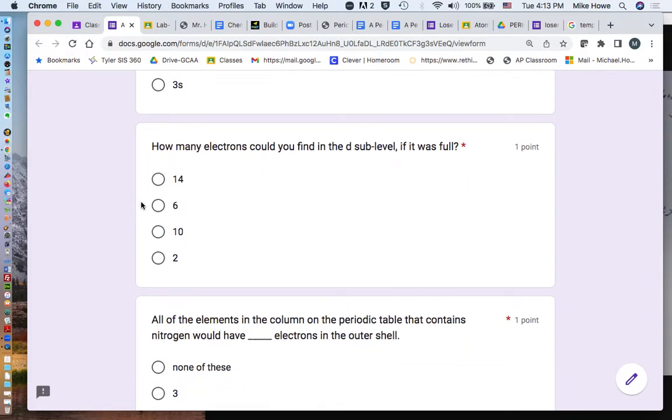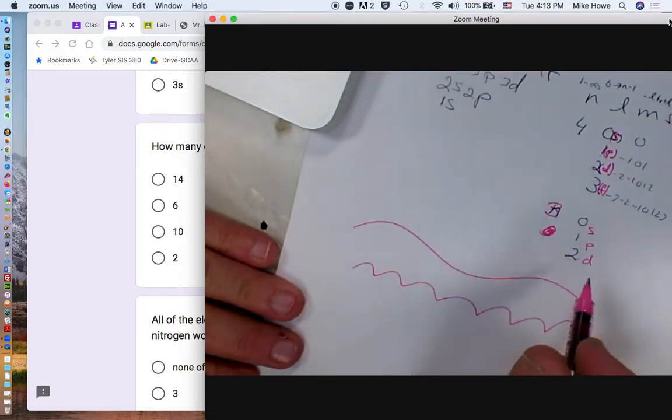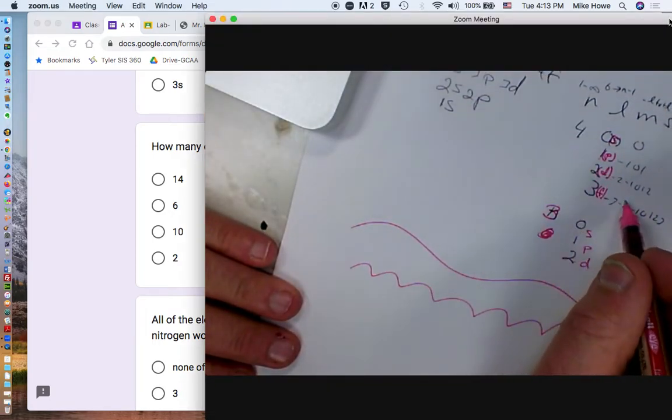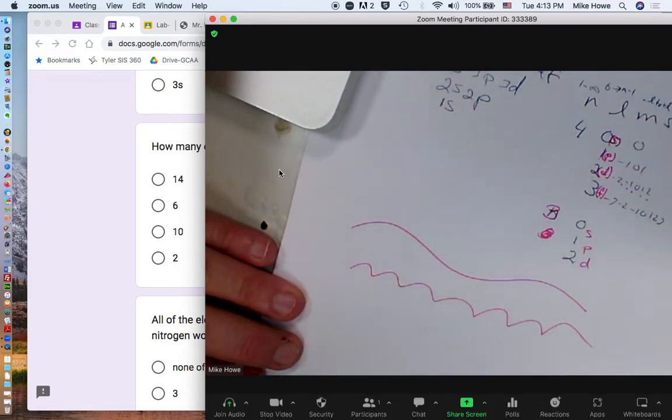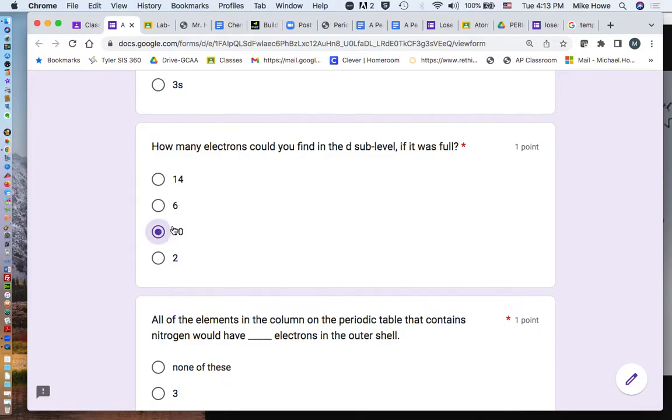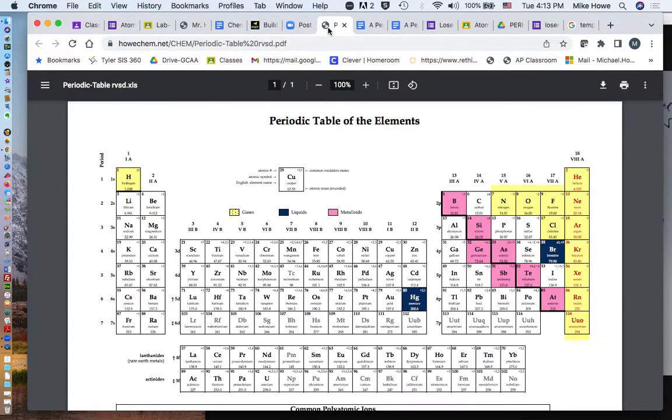A D sublevel is the L equals 2 value, and there are 1, 2, 3, 4, 5 orbitals. Each orbital can hold 2 electrons, so the answer would be 10. You also know that based on the periodic table because the D region starts here, ends here, 10 wide.